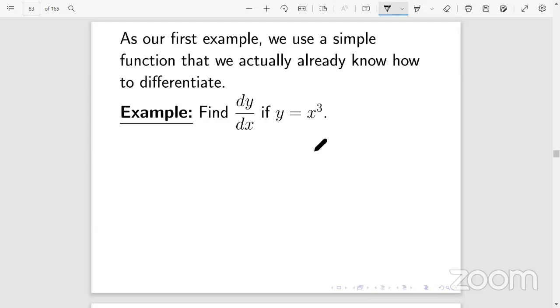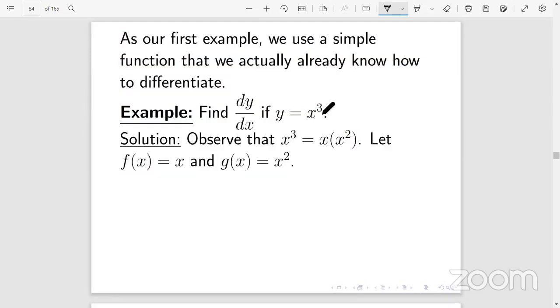Let's take this example. We know that to find d/dx, whenever you have y equals x cubed, differentiating x cubed we get 3x squared. But now suppose you see this x cubed as a product of two functions. You already know that differentiating x cubed, using the power rule, your y prime has to be 3 times x squared. So you know that this should be our y prime.